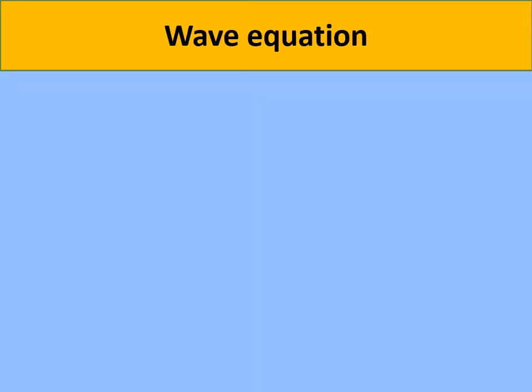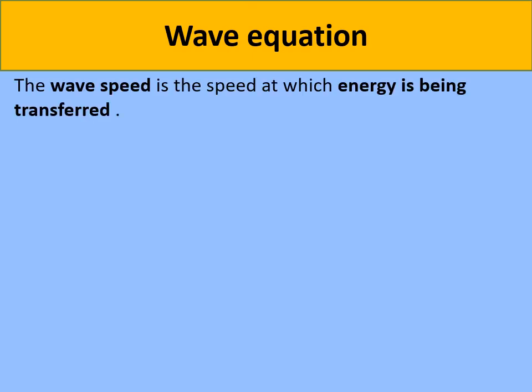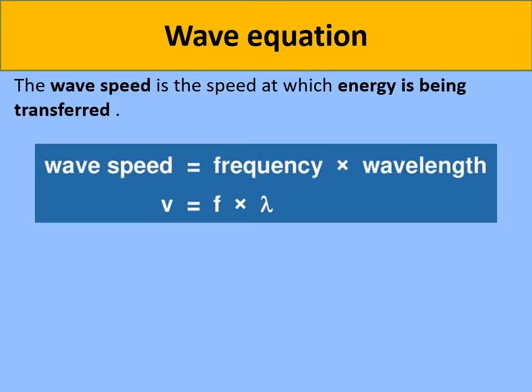So the very important equation in waves is called the wave equation, and the wave equation is a way to give you the wave speed, which is the speed at which energy is being transferred in the wave. It's basically how fast the wave is moving, and you can use the equation to work out the wave speed. Wave speed v is equal to the frequency of the wave multiplied by its wavelength lambda.